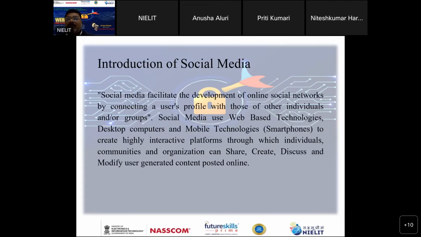First one is the introduction to social media. What is social media? Social media facilitates the development of online social networks by connecting a user's profile with those of other individuals and groups. Social media uses web-based technology, desktop computers, and mobile technology, smartphones, to create highly interactive platforms through which individuals, communities, and organizations can share, create, discuss, and modify user-generated content posted online.